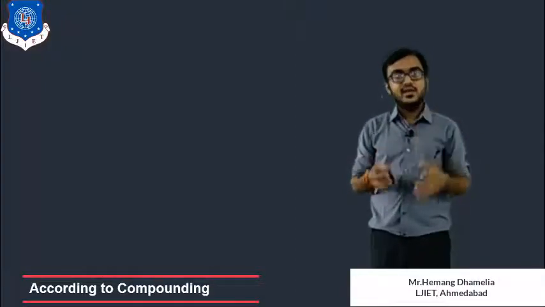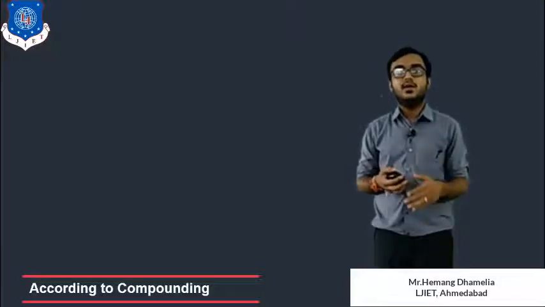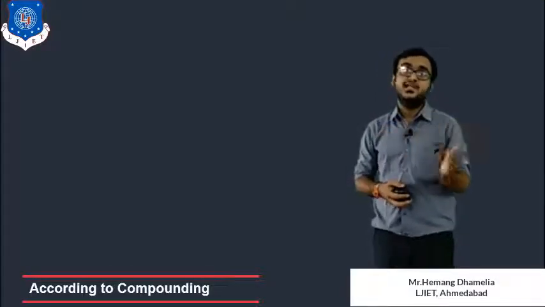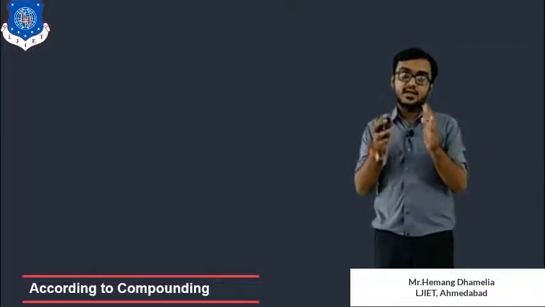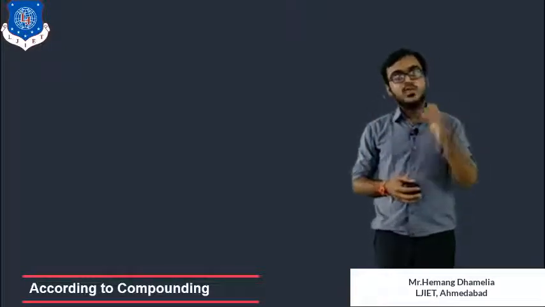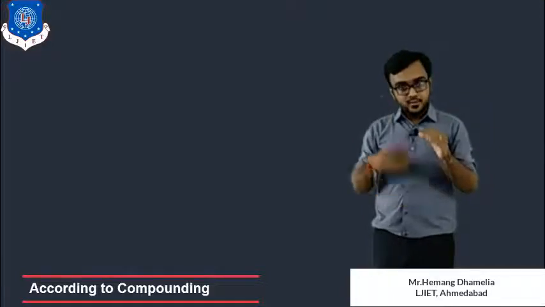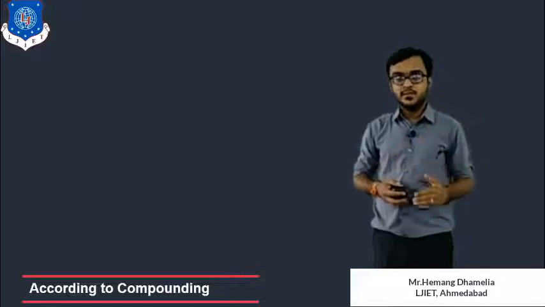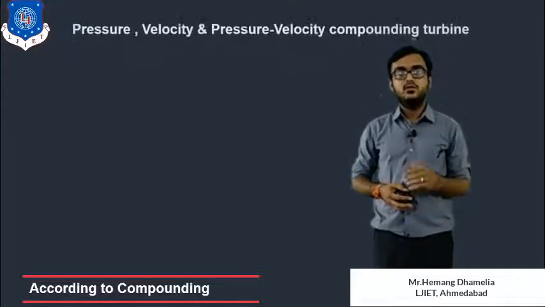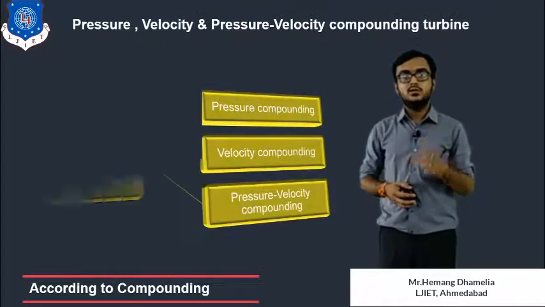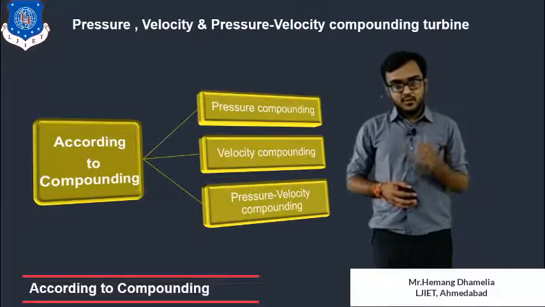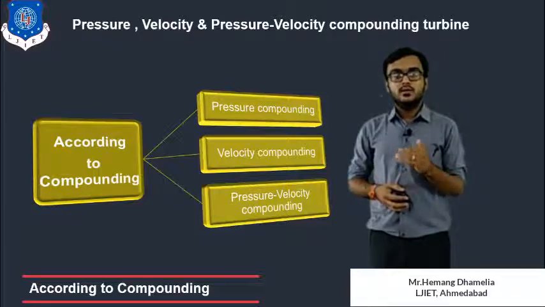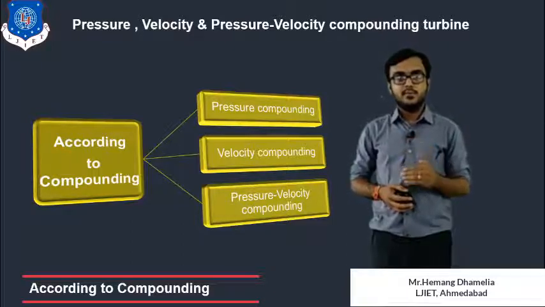And when we are dealing with extremely high speed, we have to solve all the problems related to vibration and balancing. So for practical use, we need to limit the speed of the turbine, and to limit the speed of the turbine we use a technique called compounding. According to compounding, we have three categories. First one, pressure compounding type of turbine. Second one is velocity compounding type of turbine, and third one is pressure velocity compounding turbine.